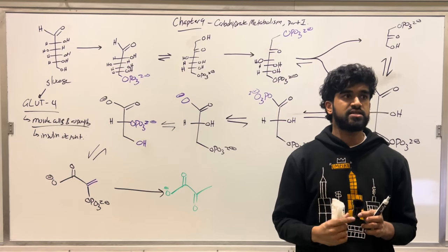Those steps include galactose 1-phosphate uridyl transferase and an epimerase. What's an epimerase? It makes the epimer. So it turns galactose into glucose, a C4 epimerase. Galactose 1-phosphate uridyl transferase.